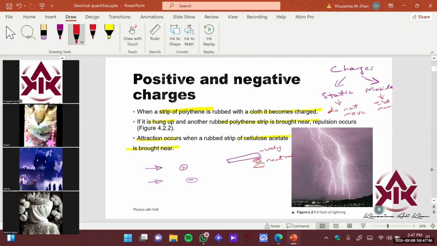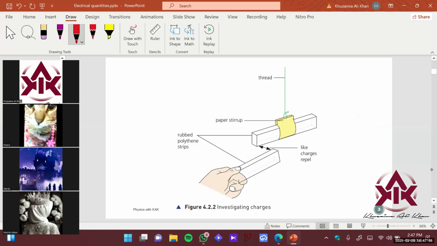So these are some examples. Let's see what is shown over here. You have a polythene. What is polythene? It's plastic, so a plastic scale here, and you rub this on your forehead, let's say. What happens? This basically becomes positively charged. Similarly, if you have another polythene strip over here, this is also positively charged, since they both are of similar charge.